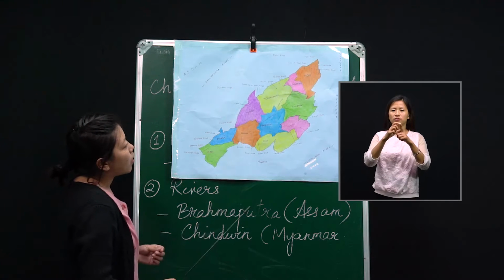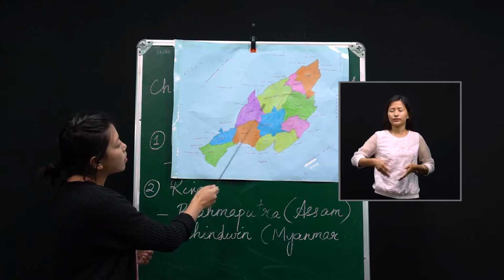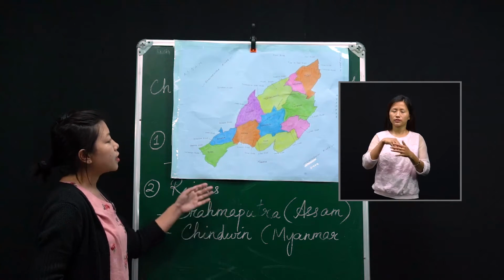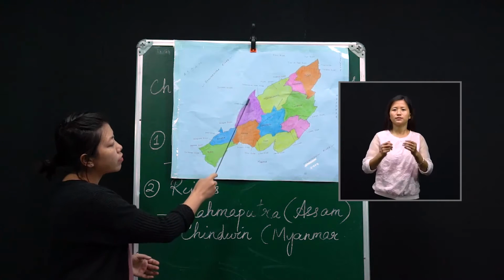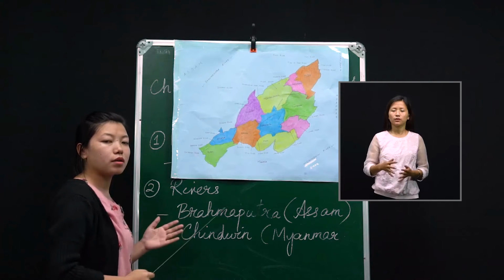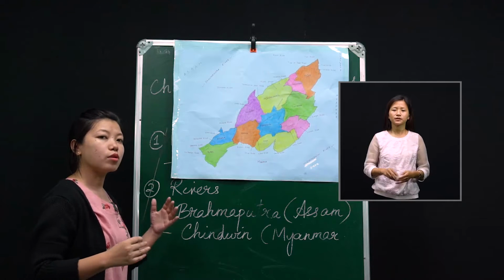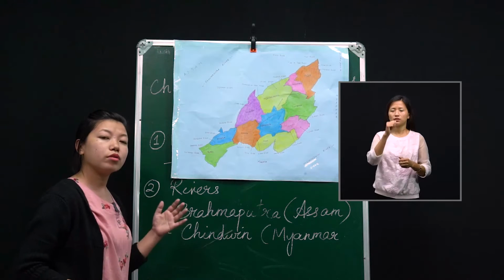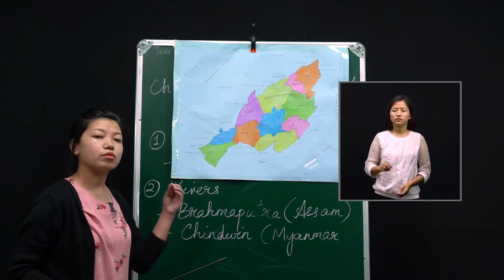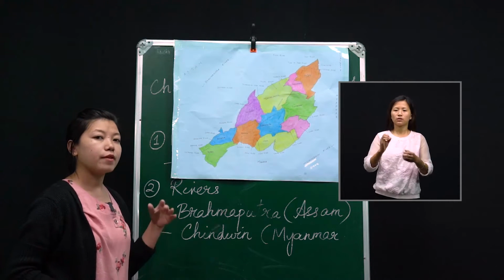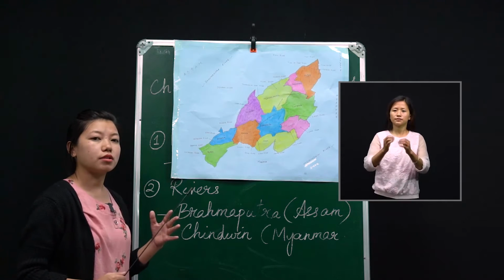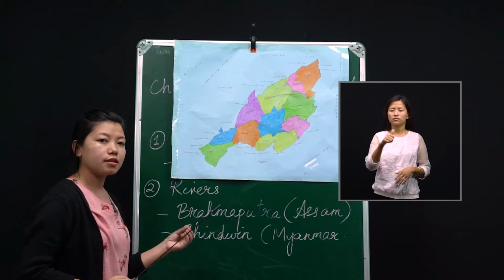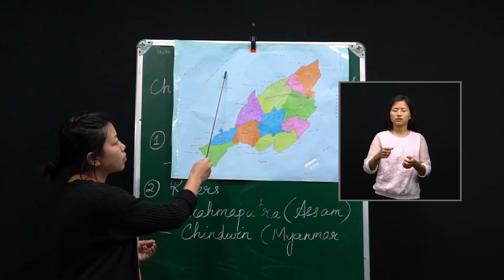Now the difference between the Brahmaputra River and the Chindwin River, and why I have mentioned these two rivers, is that whichever rivers are towards the western part of Nagaland, they go and join the Brahmaputra River at the end. None of the rivers of Nagaland go and touch the oceans. First they go and touch the other rivers which are in the other states. They go and join the Brahmaputra River.